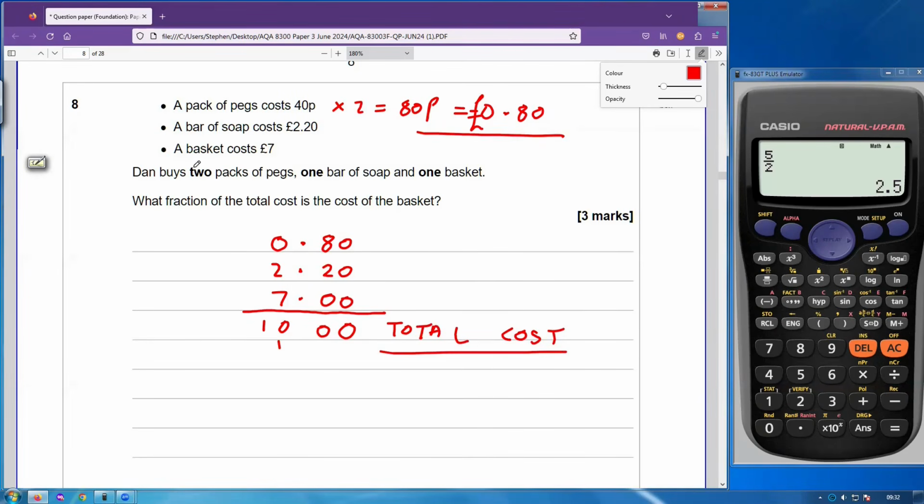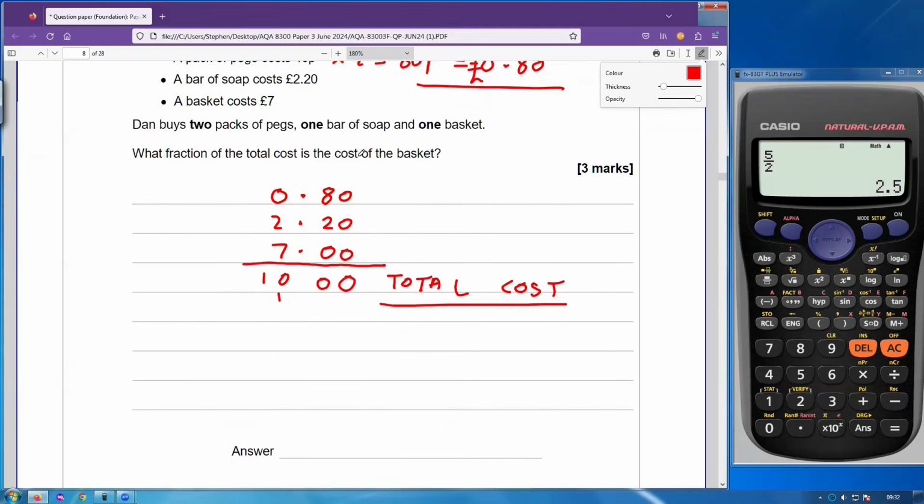And now we've got to do what fraction of the total cost is the cost of the basket. Fraction of the total cost. So the total cost is the thing, if you like, and the basket costs £7. So you do that simply by going 7 divided by the £10. That gives us our fraction, 7/10.